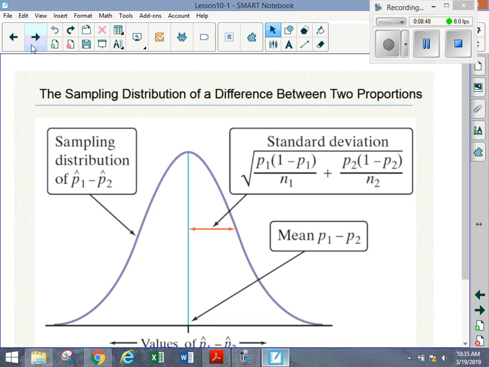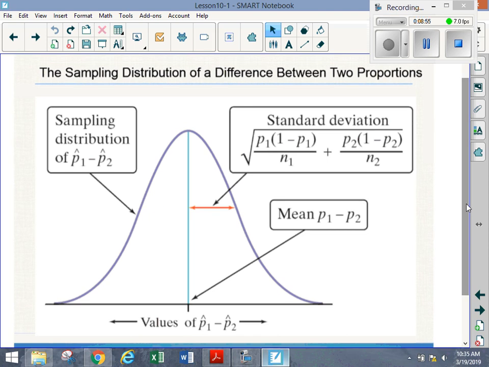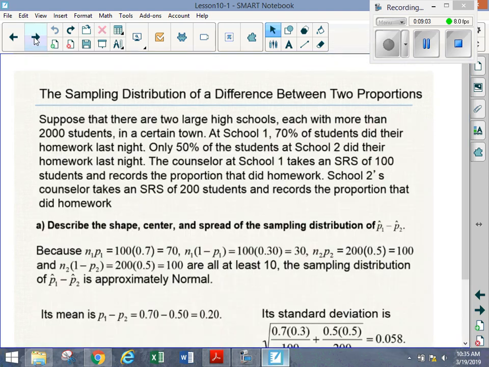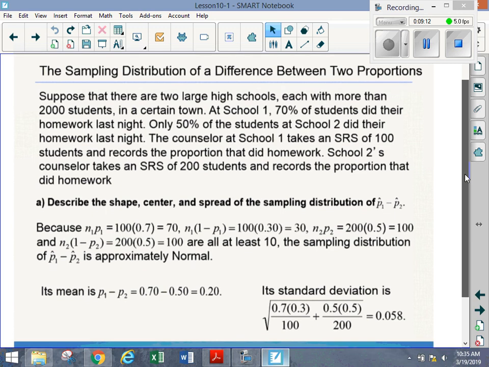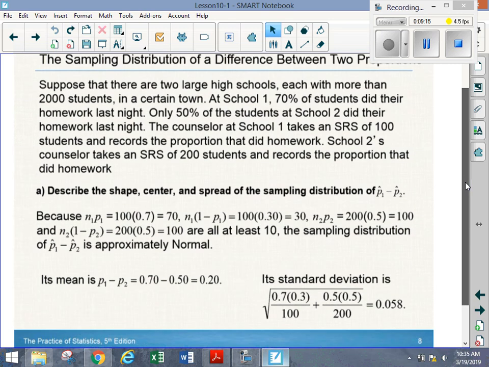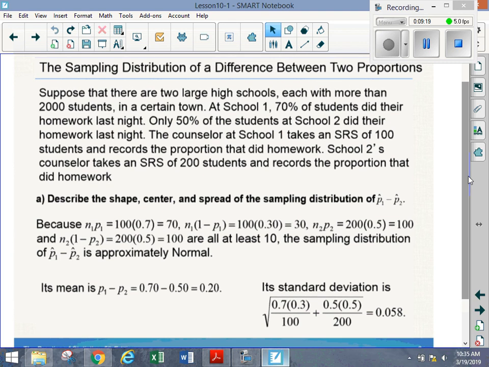So this is what the sampling distribution of p hat 1 minus p hat 2 looks like. Nothing big there, just looking at it. All right, so back to our schools. We're going to describe the shape, center, and spread of this situation.